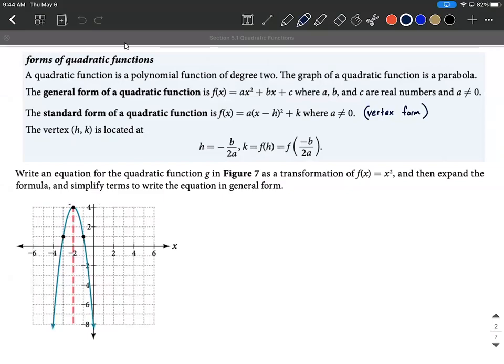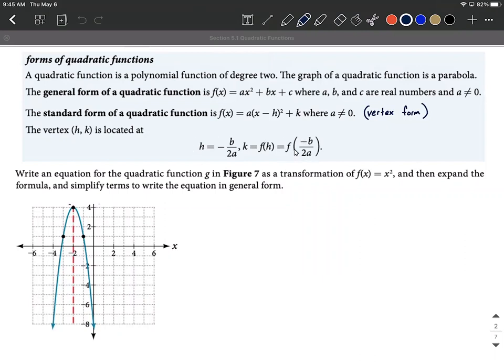Okay, let's get going on. If we're given a graph of a parabola, we're working towards finding the function that would create that graph. So we do have two different versions of our quadratic functions. We have the general form, where it's expanded out, and we have the standard form, where it's written like this with h and k. Sometimes this is referred to as the vertex form.